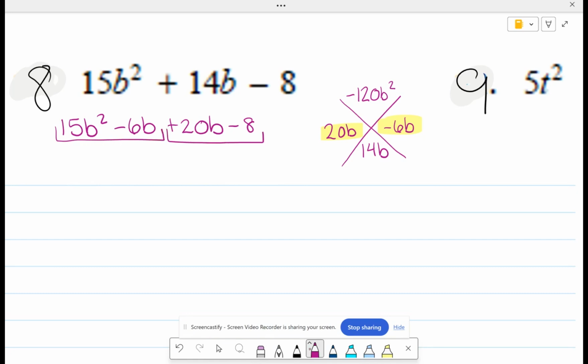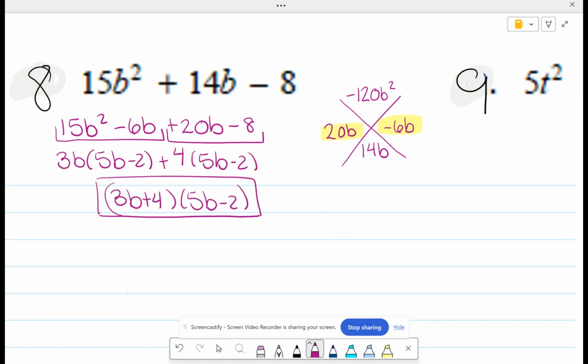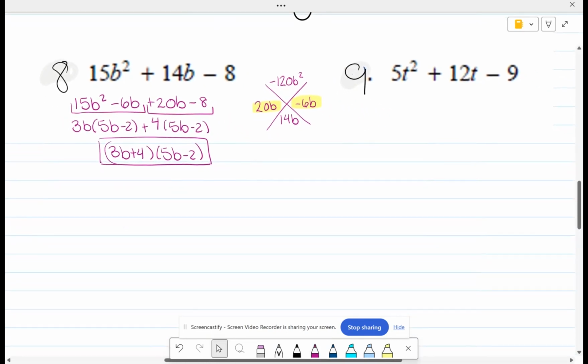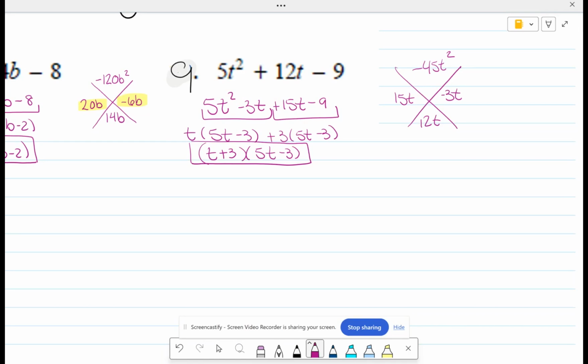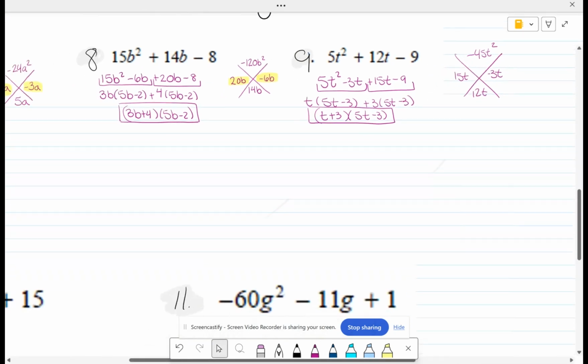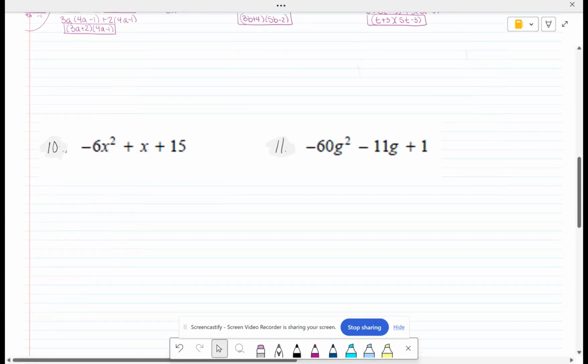Go ahead and factor this by grouping. I'm going to zoom out so you can see number 9. Give number 9 a try on your own and then come back and check your answers. There's the work for number 9. And then we have 2 more.